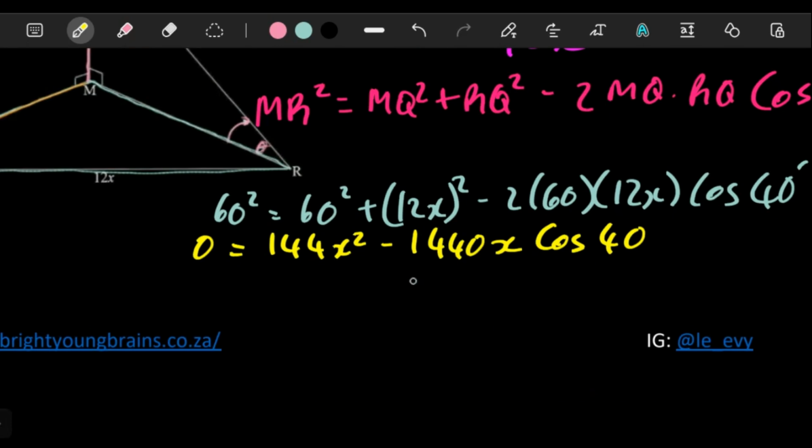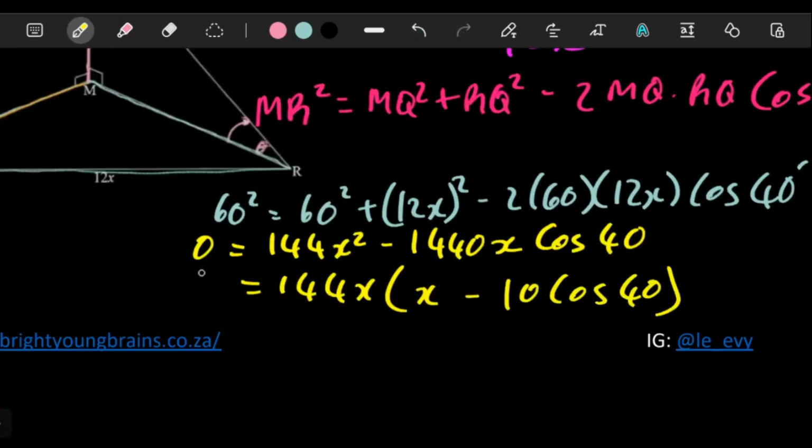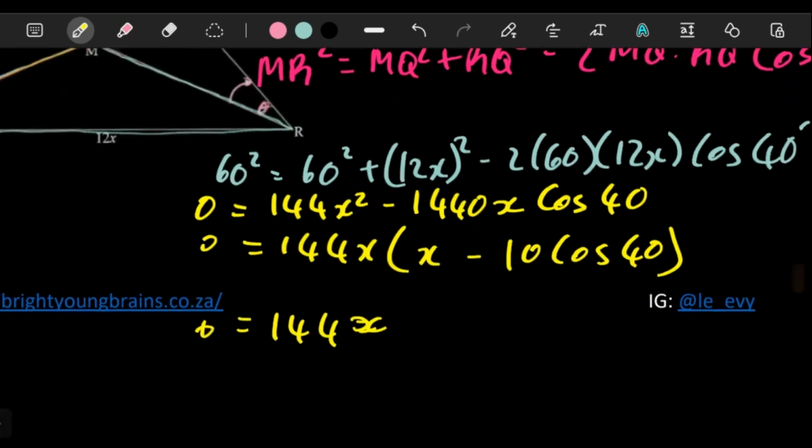So it looks like I can take out 144x as a common factor. And then here I'm going to have x and then minus probably like 100. Yeah, no, 10, bro. 10. Come on now. Focus, my guy. So here it's going to be 144x is equal to 0.